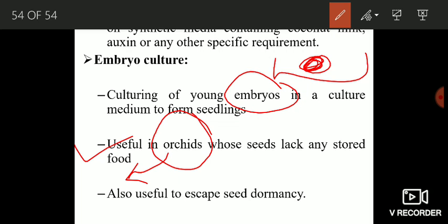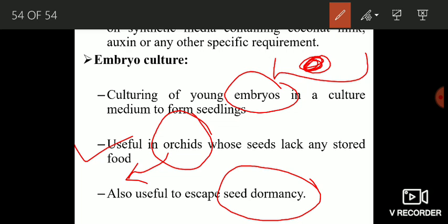In orchids, the embryos do not reach the mature stage because they lack the stored food in the form of endosperm. And when you are using the embryo culture, you excise the embryo from the seed and allow this embryo to grow in the culture conditions where all the essential nutrient requirements are supplied. Okay, and embryo culture is also useful to escape seed dormancy. In a number of species, the seeds take some time before they germinate.